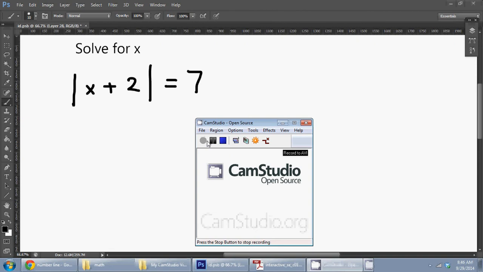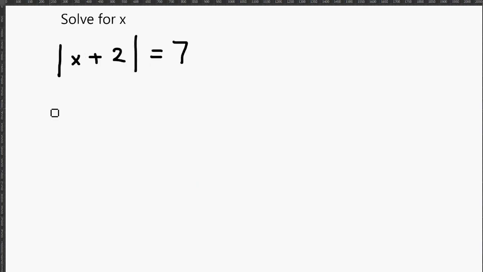This is the second part of section 1.7, and we are solving this equation for x. Except this equation is special because it has an absolute value sign around the x plus 2. So it reads, the absolute value of x plus 2 is equal to 7. And to solve this for x, we do the same thing we always do, except this time, whenever you see an absolute value along the left side of the equation, you actually have to solve two equations.